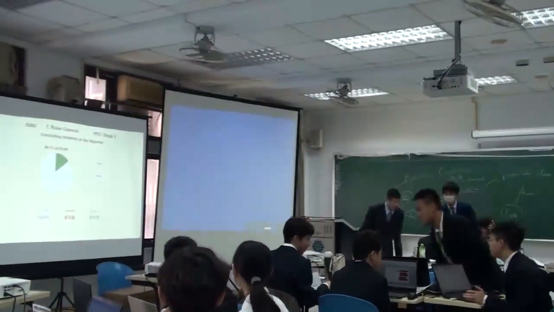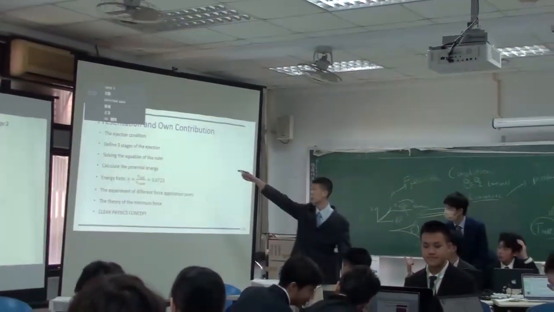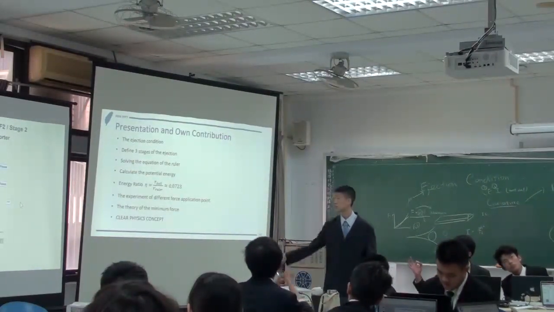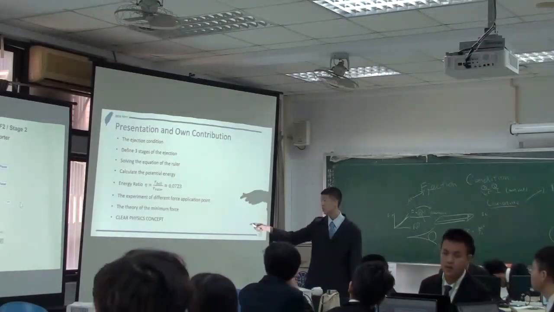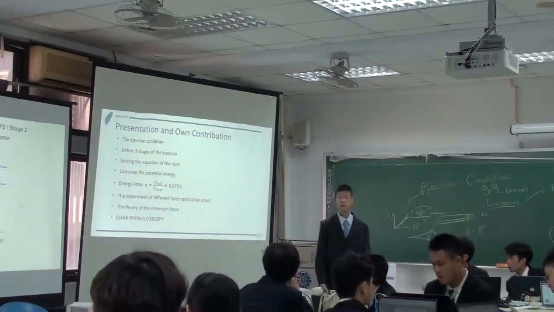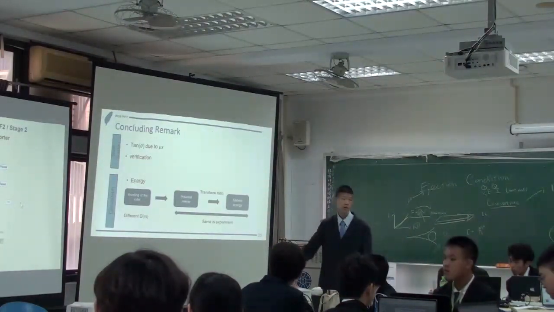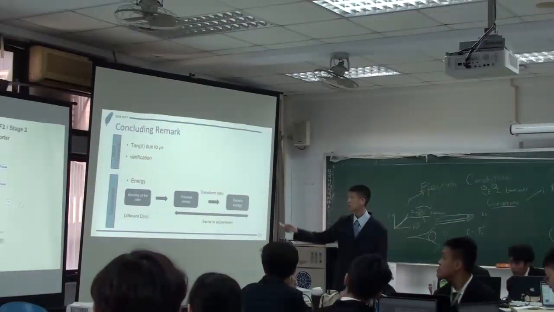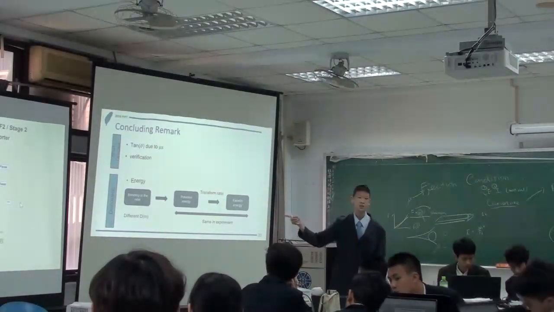For a concluding remark and our own contribution, we have calculated the ejection condition, and we define 3 stages of the ejection, solving an equation of a ruler, and calculating the potential energy, and the energy ratio is constant. We did the experiment of different force application points, and the theory of the minimum force, and a clear physics concept. And for a concluding remark, tangent theta is related to mu, and for verification, we have to do it by experiment.